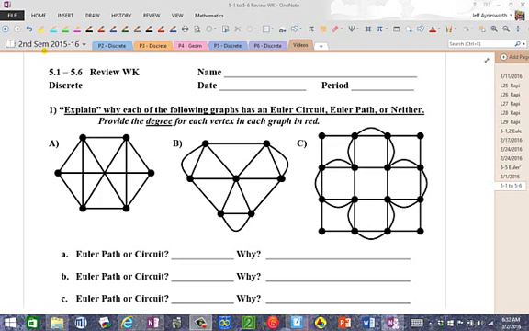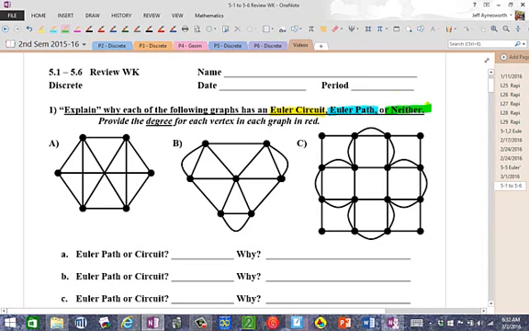All right, so let's get right to it. In the first few graphs here, we have to explain why each of the following graphs has an Euler circuit, path, or neither. So you have three choices here. You can say that it's an Euler circuit, or an Euler path, or none exists. Let's write that down. A path doesn't exist, so they don't exist due to Euler's theorem.